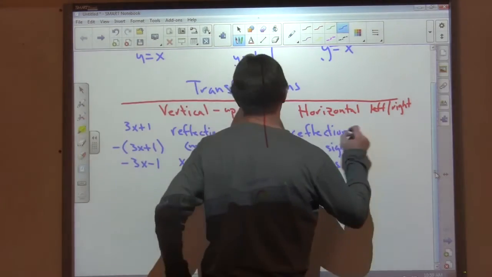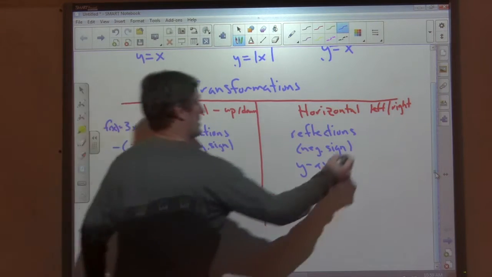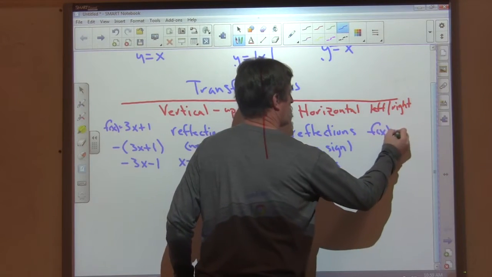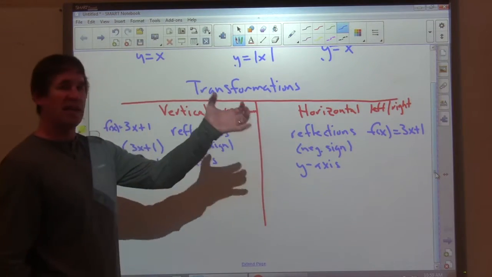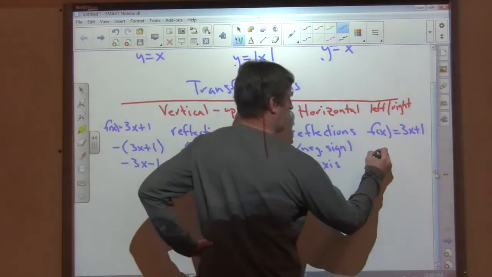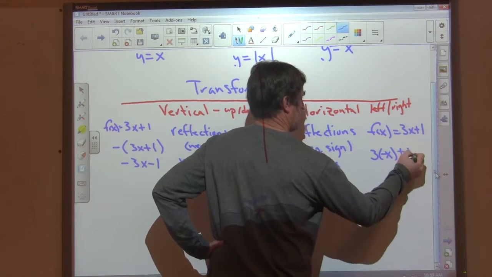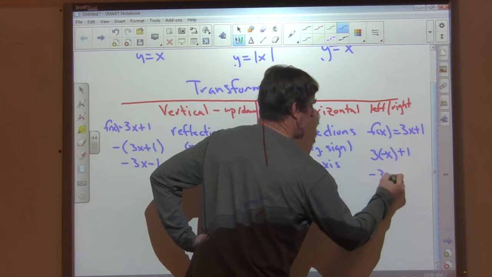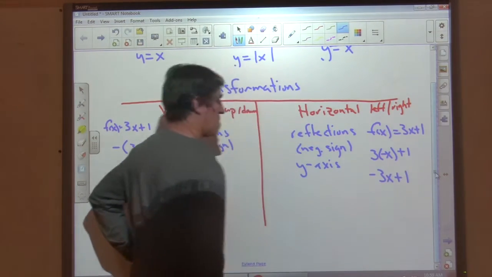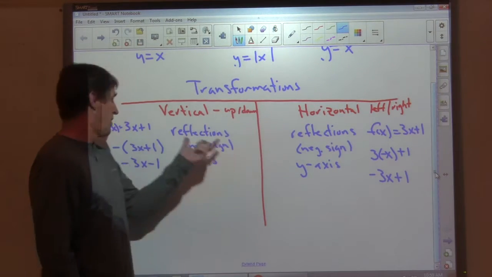So if we take that same function, let's write this as a function, f of x equals 3x plus 1 over here, now this negative sign just affects the x. So really what I'm doing is I'm changing it to this. And then again I simplify this, and so it would be negative 3x plus 1. And so that's the difference between vertical and horizontal.